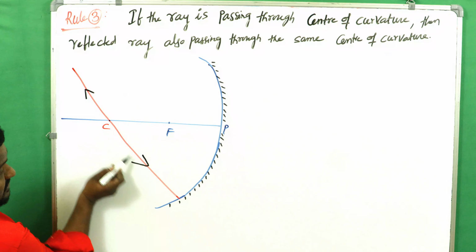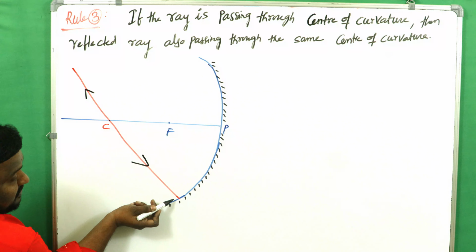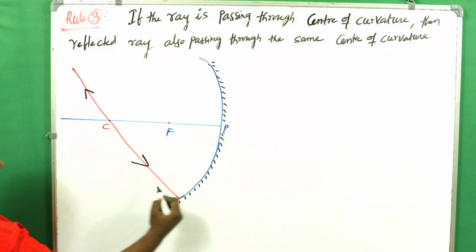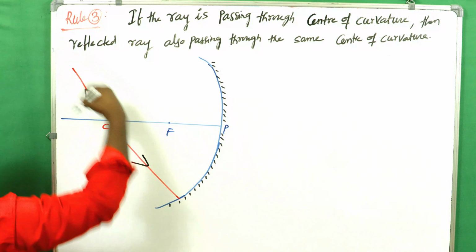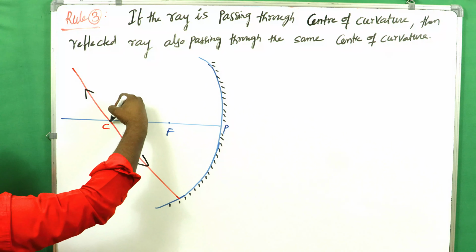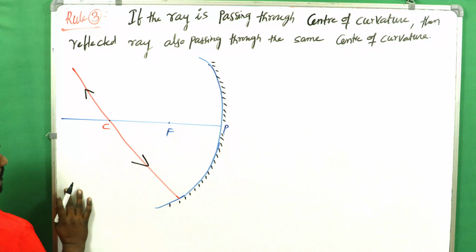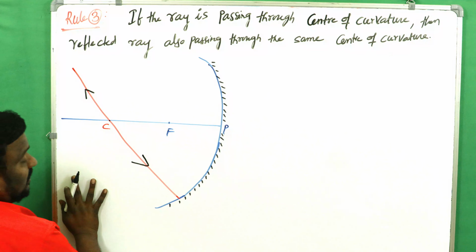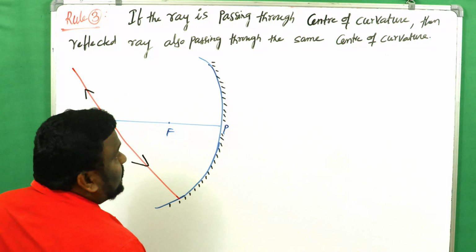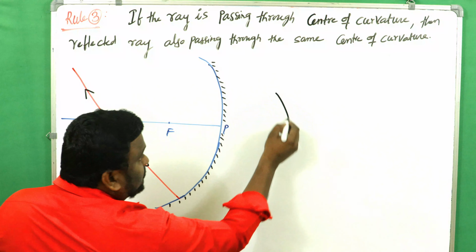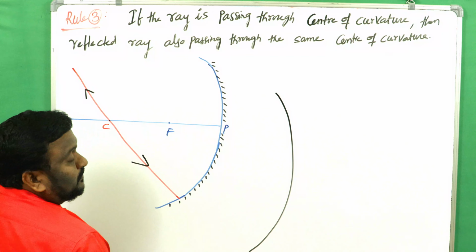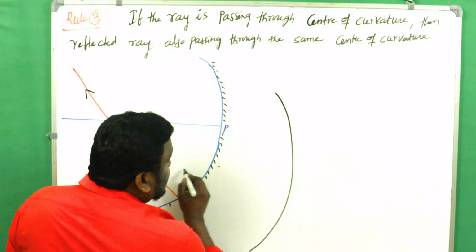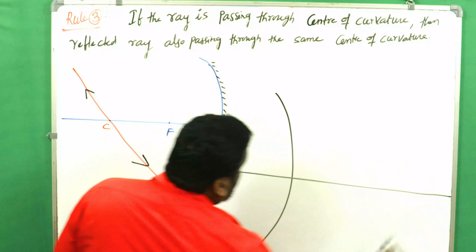This arrow mark indicates the ray is moving towards the reflecting surface of the mirror, and this arrow mark represents the ray is moving through C, and it is the reflected ray. So this is simply the ray diagram for this situation, third rule, and we have to draw the same thing for the convex mirror. And this is the principal axis. Clear?